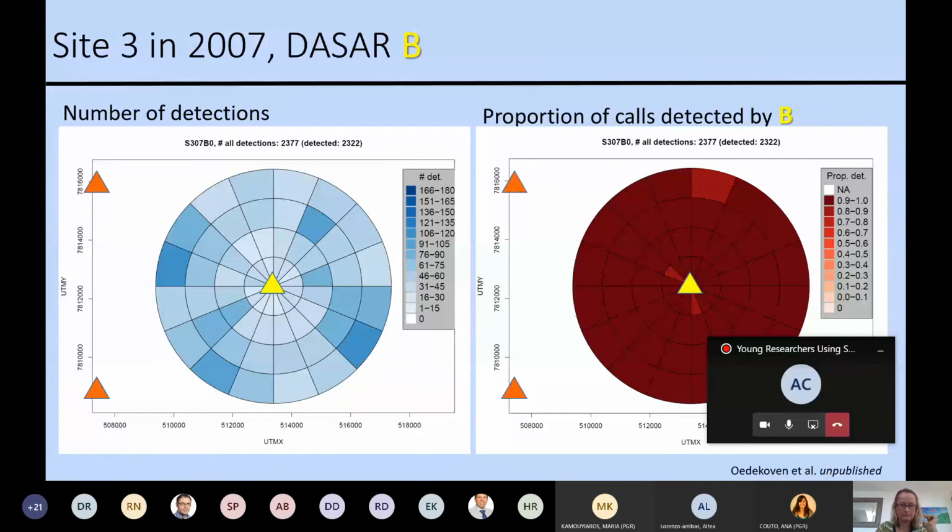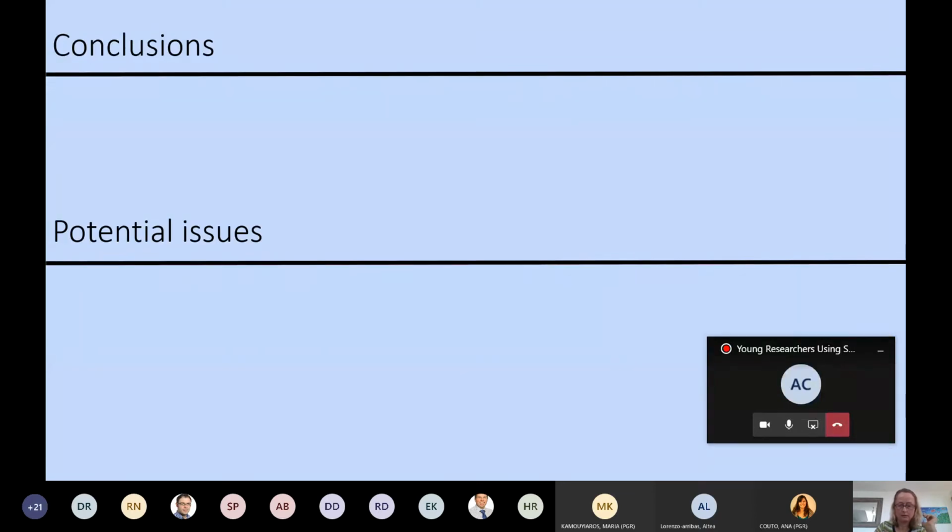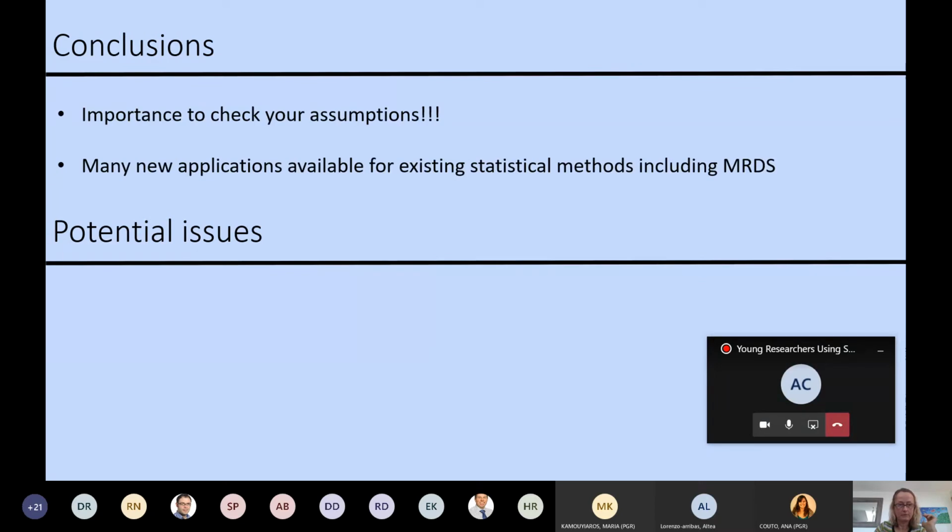So this is a relatively new application, and just to sum things up, the important message here is it's always important to check your assumptions. When you use a statistical method, you need to make sure that your assumptions are met. And I find this a particularly exciting area with these new applications available for existing statistical methods, including MRDS.